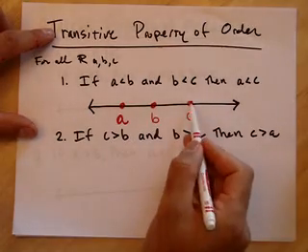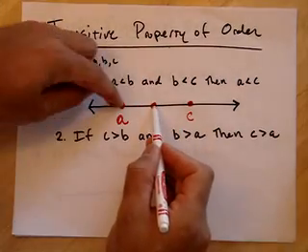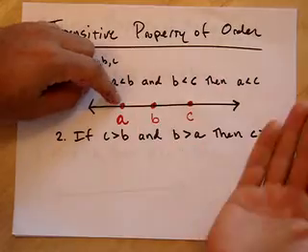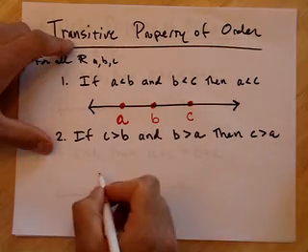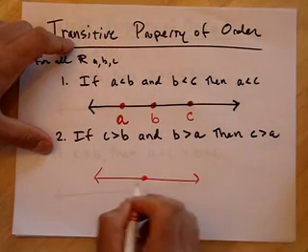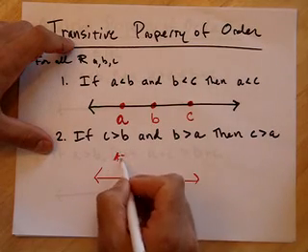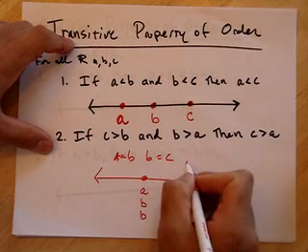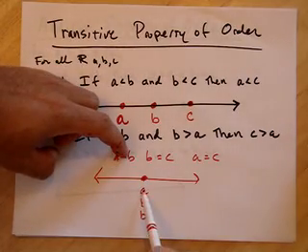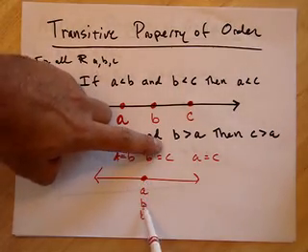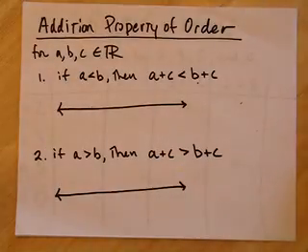If C is greater than B, C is to the right of B. And if B is to the right of A, then obviously C must be to the right of A, way to the right of A. We did this transitive property before with equalities, and it looked like this: if A equals B and B equals C, then A equals C. If A and B are in the same spot, and B and C are in the same spot, then A and C must be in the same spot.